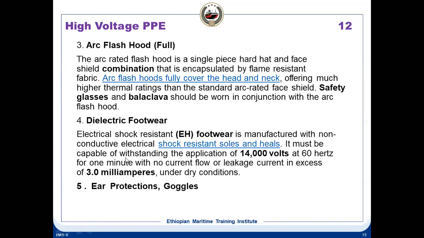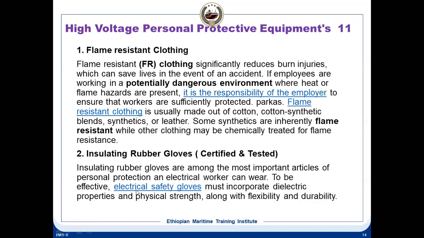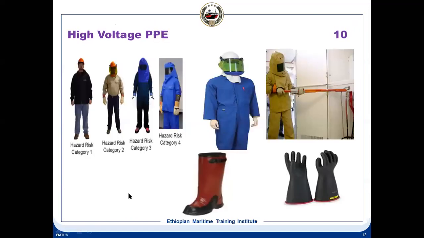So one is shoes, that is footwear. Then you must have ear protection. You should have goggles. So these are the general PPEs. If you see all the PPEs, let's say starting with arc suit, face shield, hard hat, footwear, blouse, and earplugs, goggles. So I think everything has been covered. These are the PPE which is used with high voltage.